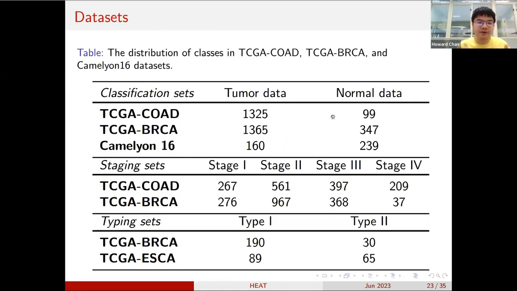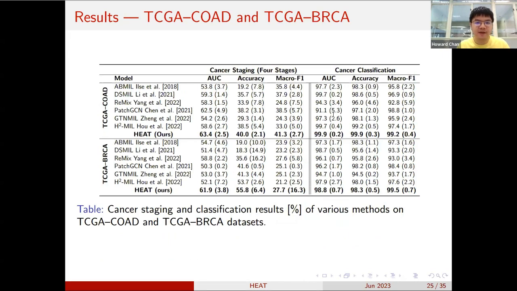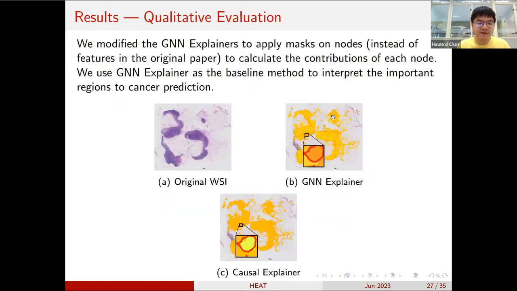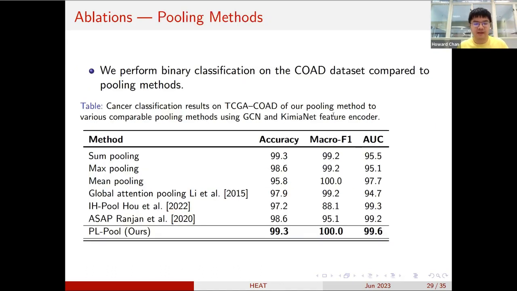For datasets, we use the TCGA dataset and Camelyon for visualization, and compare with different MIL and graph-based methods. Here in the results, we can observe that our method consistently outperforms the several baseline models. And for qualitative evaluation, our model can better outline the important regions. And then here are the ablations on different GNN architectures and pooling methods. Thank you very much.